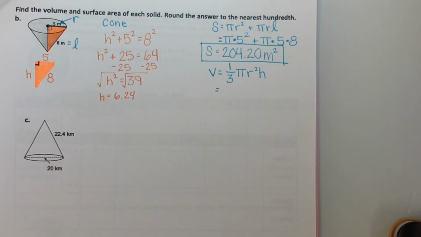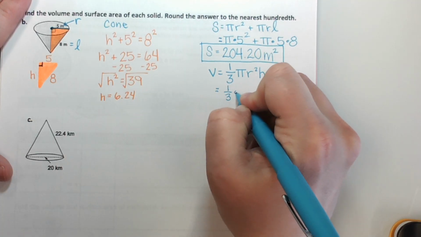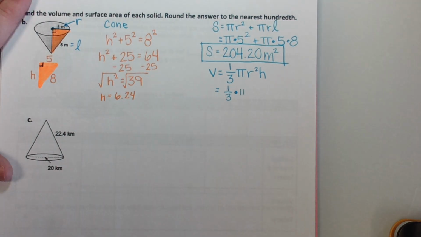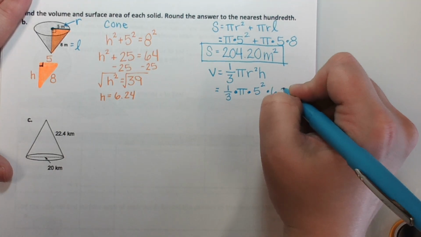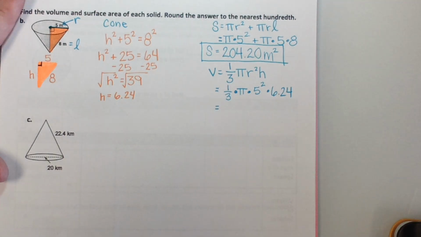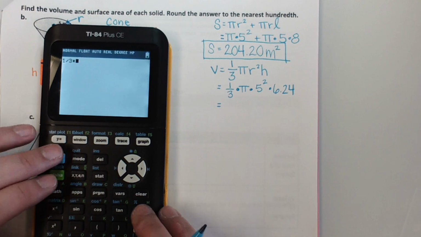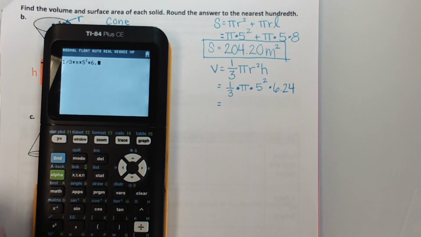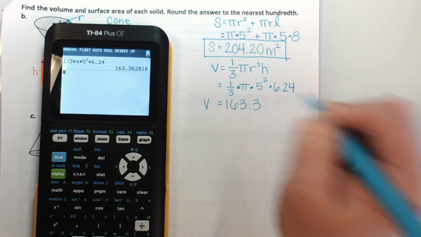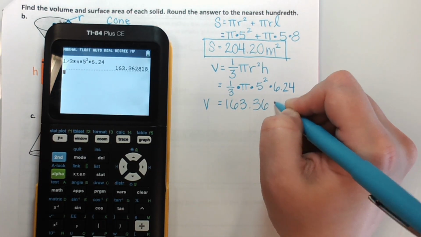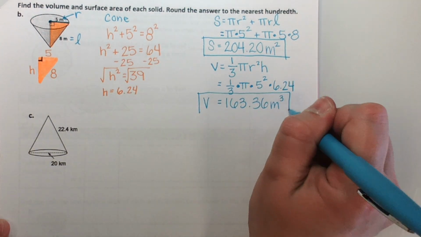Lily, what's the volume formula going to look like? 1/3 pi times 5 squared times 6.8. Good. Don't forget the pi. I'm not sure if you said it. Yeah, I did. Okay. 1/3 times pi times 5 squared times 6.24. 163.36 meters cubed. Don't forget the meters part. That's one other thing that I've seen a couple people doing, is they just write the cubed.